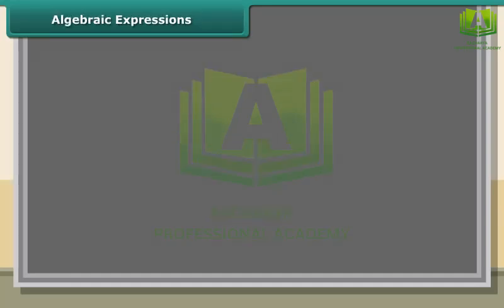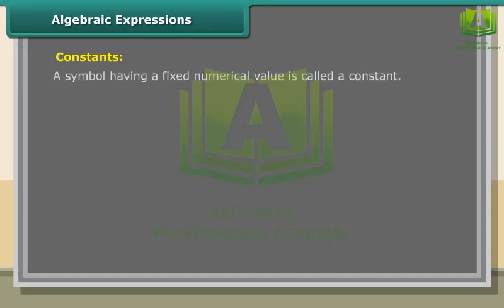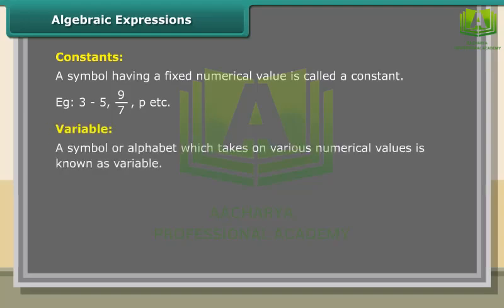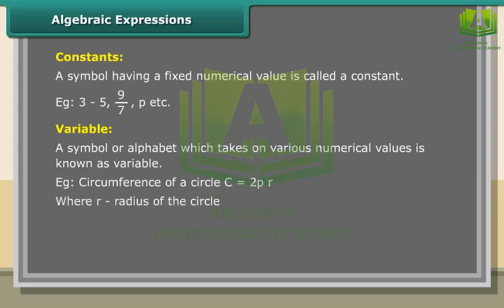Algebraic expressions. Constants. A symbol having a fixed numerical value is called a constant. Example, 3, minus 5, 9 upon 7, pi, etc. Variable. A symbol or alphabet which takes on various numerical values is known as a variable. Example, circumference of a circle C is equal to 2πr, where r is the radius of the circle. 2π constants, C, r variables.